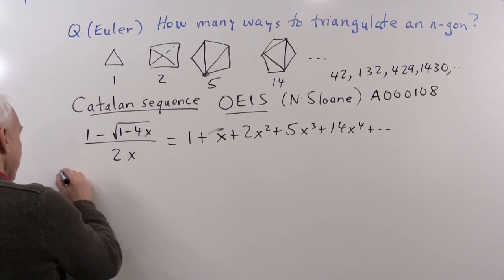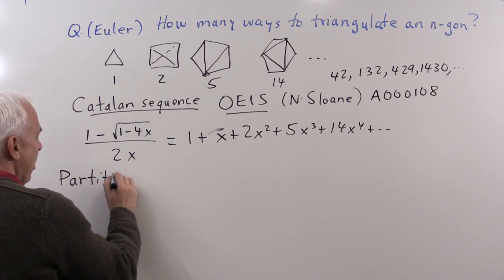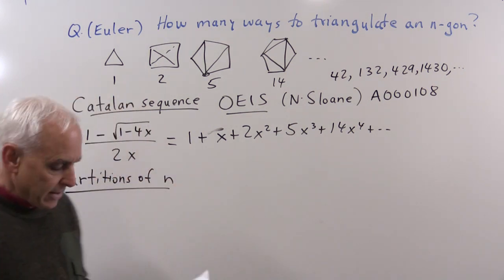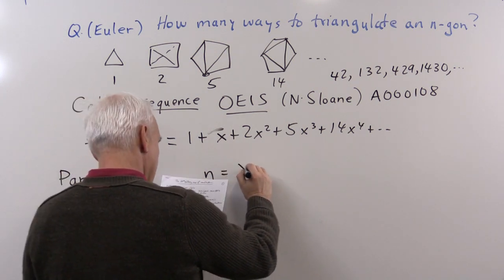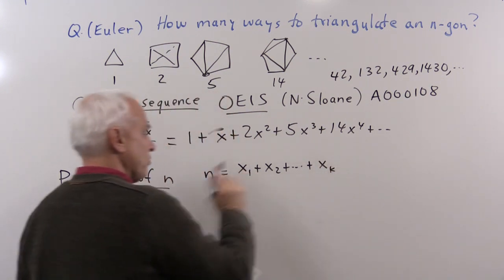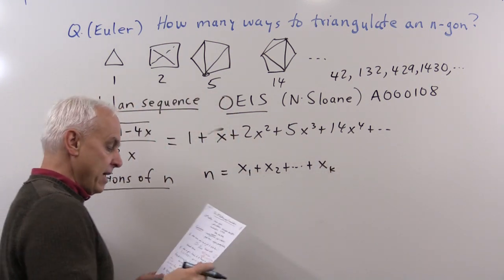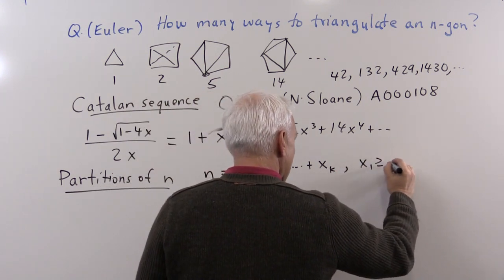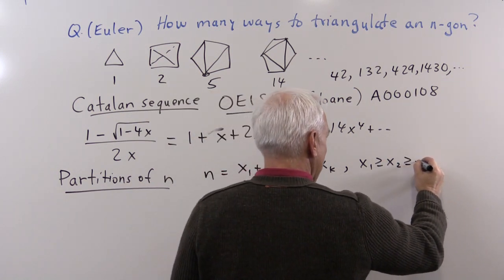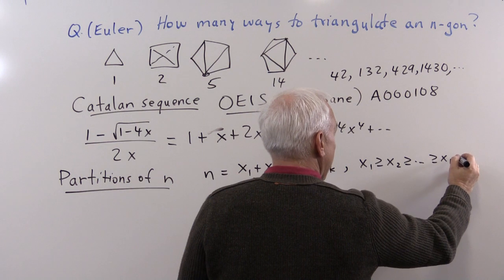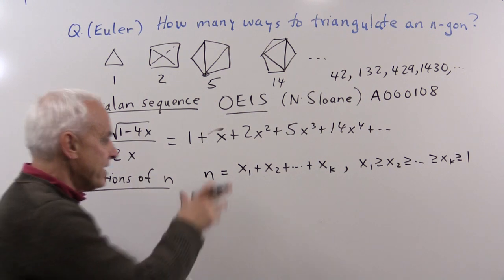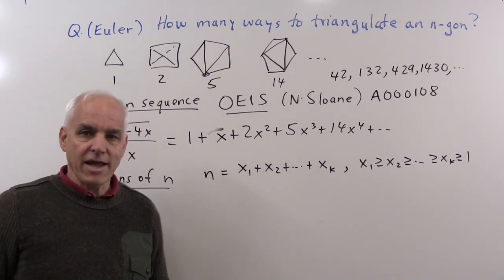Another interesting kind of question is related to partitions of n. Here we're asking, how can we write a natural number n as a sum of other natural numbers? So x1 plus x2 up to, say, xk, where the xi's are decreasing. So x1 is the biggest one, bigger than or equal to x2, bigger than or equal to, and so on, bigger than or equal to xk, and that should be bigger than or equal to 1, so we want them all to be non-zero. We're interested in the number of ways of writing n in this way.